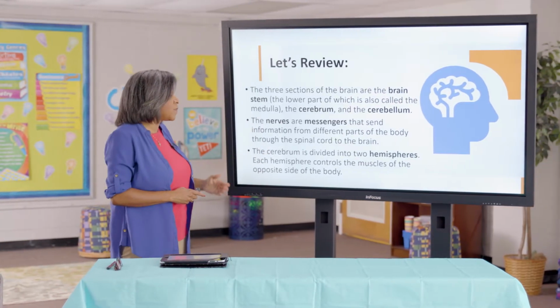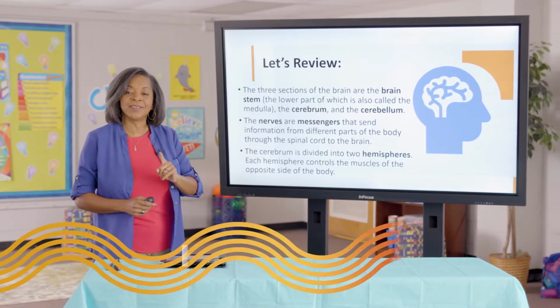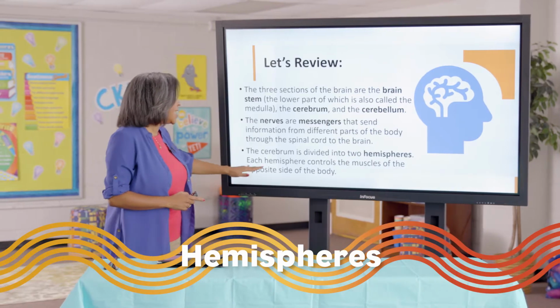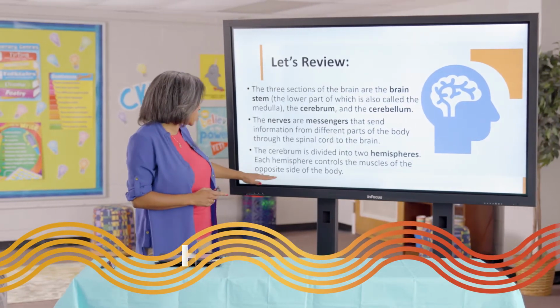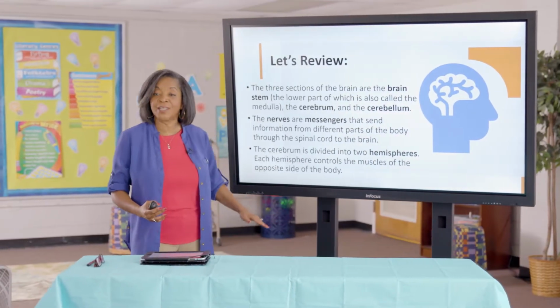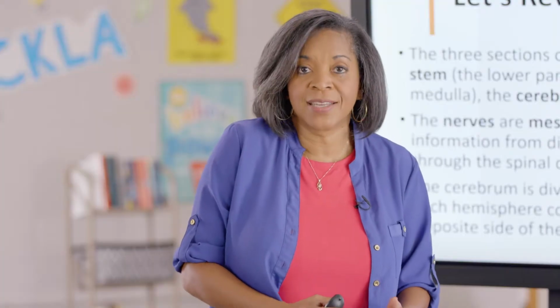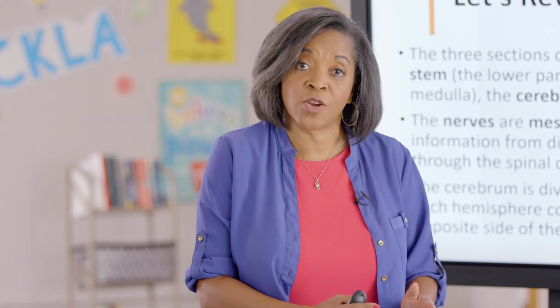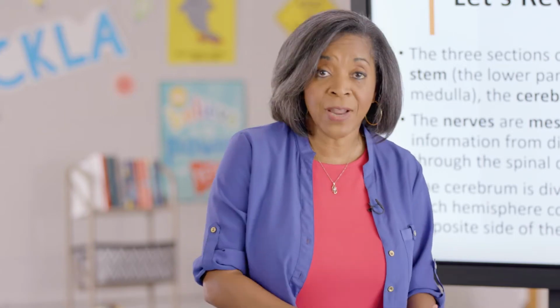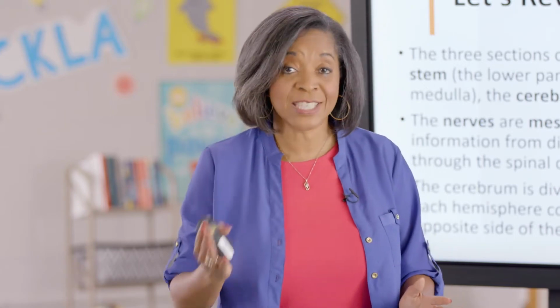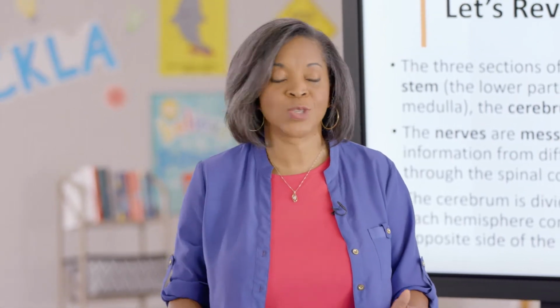And the cerebrum is divided into, what was that word? Hemispheres, that's right. Each hemisphere controls the muscles of the opposite side of the body. So remember, if you are right-handed, the left side of your brain is what is more dominant or used more. And if you are left-handed, then yes, the right side of your brain is used more.